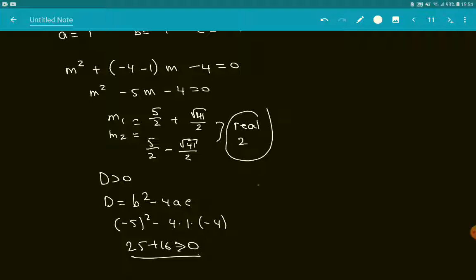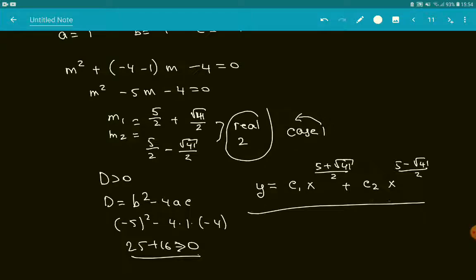Then we already have the answer, y is equal to, which is case 1, because it has two different real roots. So I'll just write c1 x to the power of m1, which is 5 plus square root 41 over 2, plus c2 x to the power of 5 negative square root 41 over 2. Yeah, that's all about this question. We've done it. Let's move on to the fifth question.